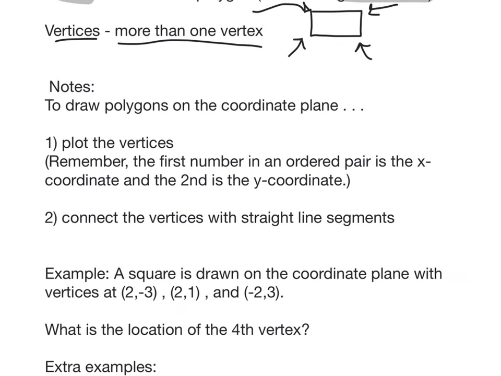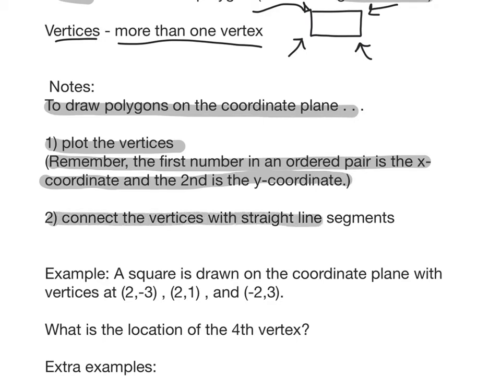All right. Our notes. To draw polygons on the coordinate plane, first, plot the vertices. Remember, the first number in an ordered pair is the x-coordinate, and the second is the y-coordinate. Then you connect the vertices with straight line segments. All right, so our example. A square is drawn on the coordinate plane with vertices at (2, -3), (2, 1), and (-2, 3). What is the location of the 4th vertex?